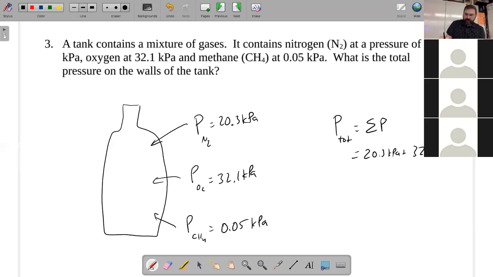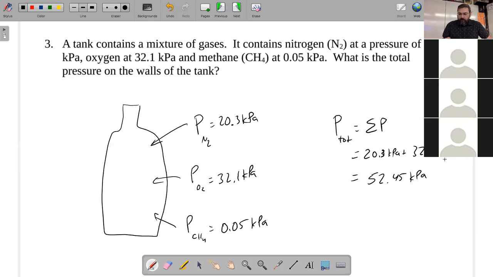Now the rule with significant figures, whenever you add values that have different numbers of decimal places, is the answer can only have as many decimal places as whichever value has the fewest number of decimal places. Whenever you straight up add these on your calculator, you should get 52.45 kilopascal.